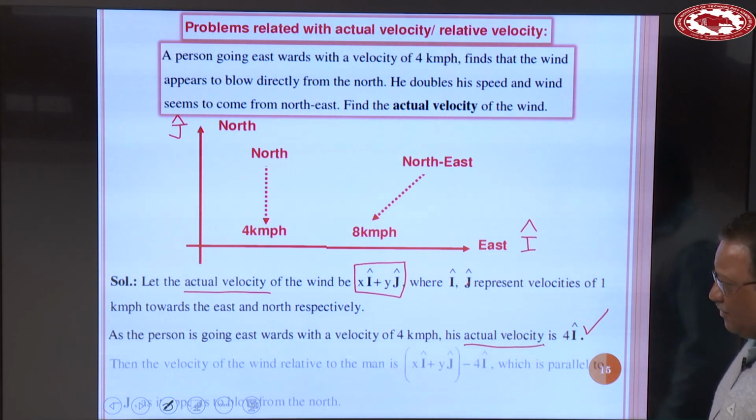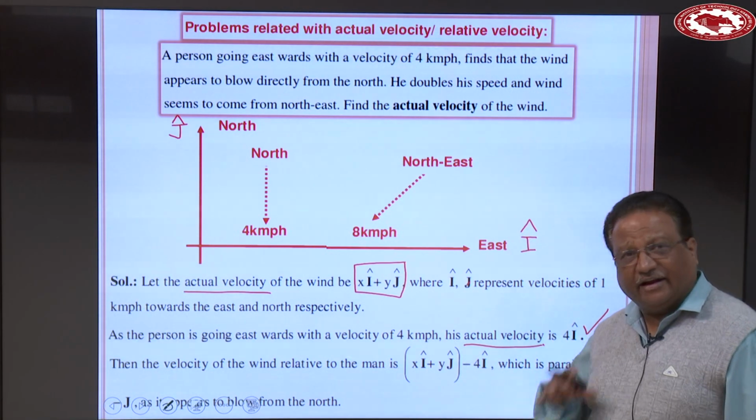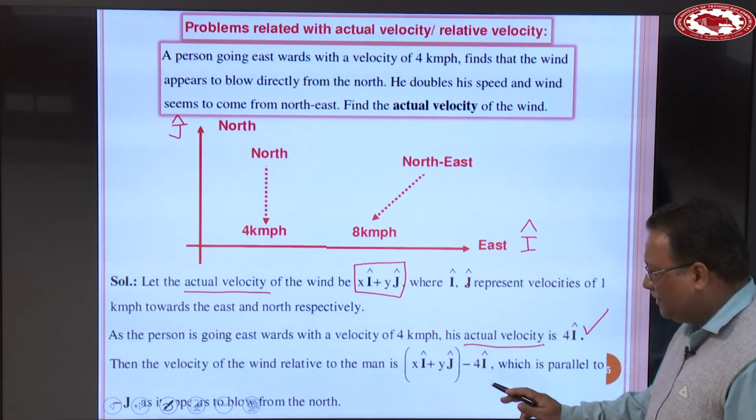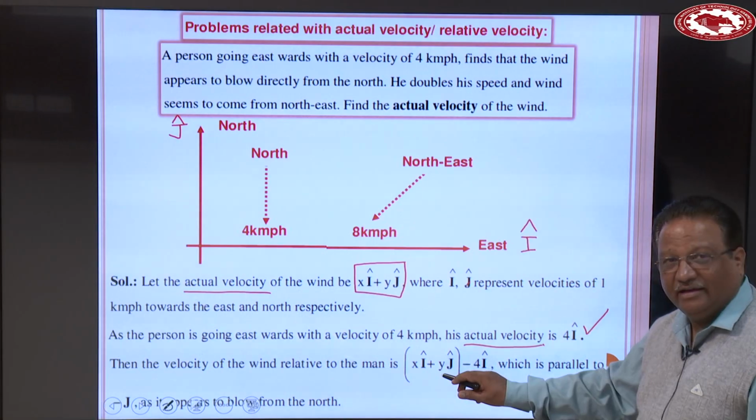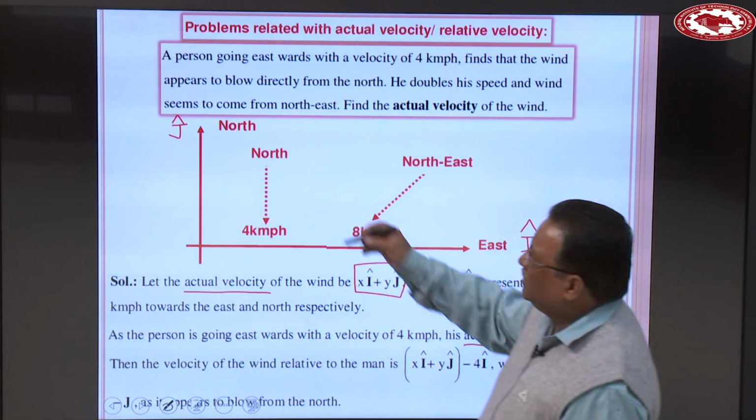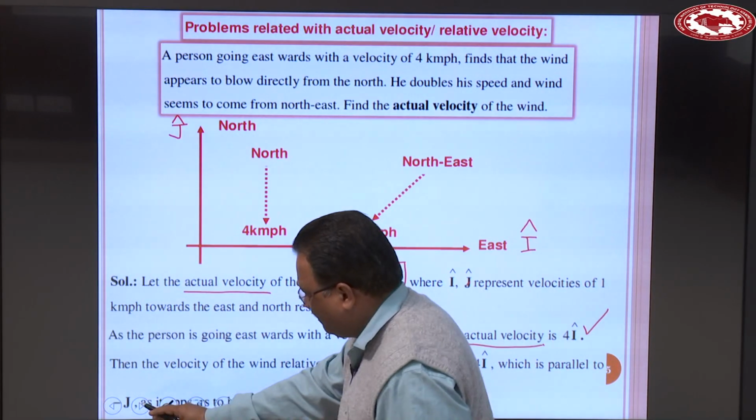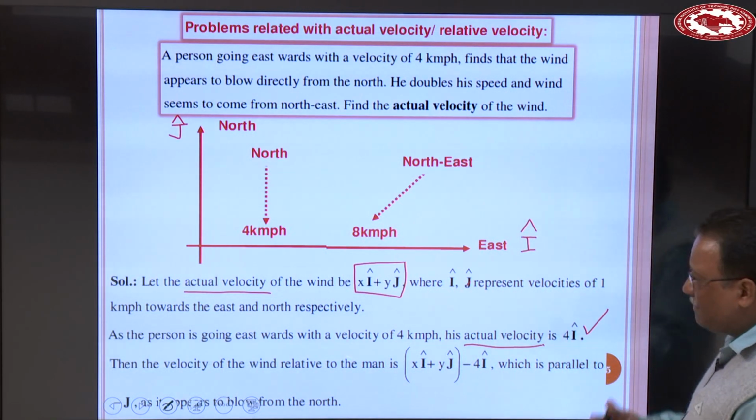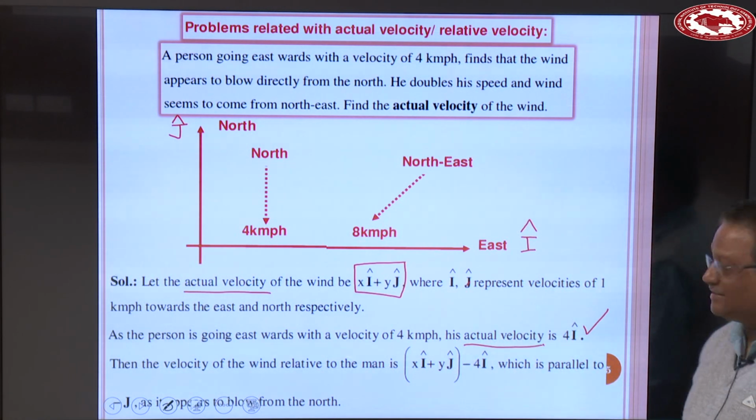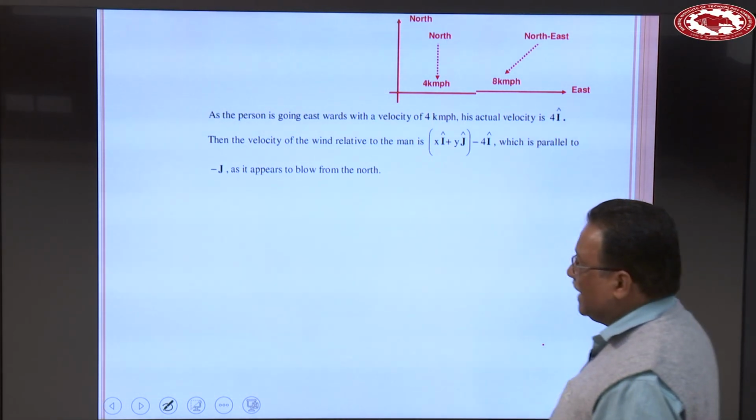Clear? Now the velocity of the wind relative to the man is xi cap plus yj cap minus 4i cap. So that first term is the velocity of the wind, minus 4i cap. This is parallel to, ये नीचे की तरफ आ रही है, तो j cap इस डायरेक्शन में यूनिट वेक्टर, so minus j cap. Okay, as it appears to blow from the north, this term is parallel to minus j cap.